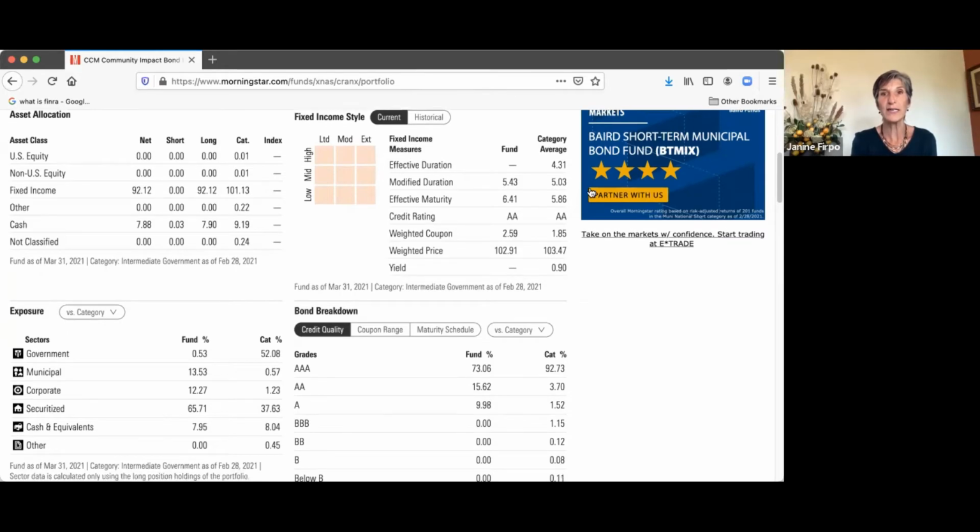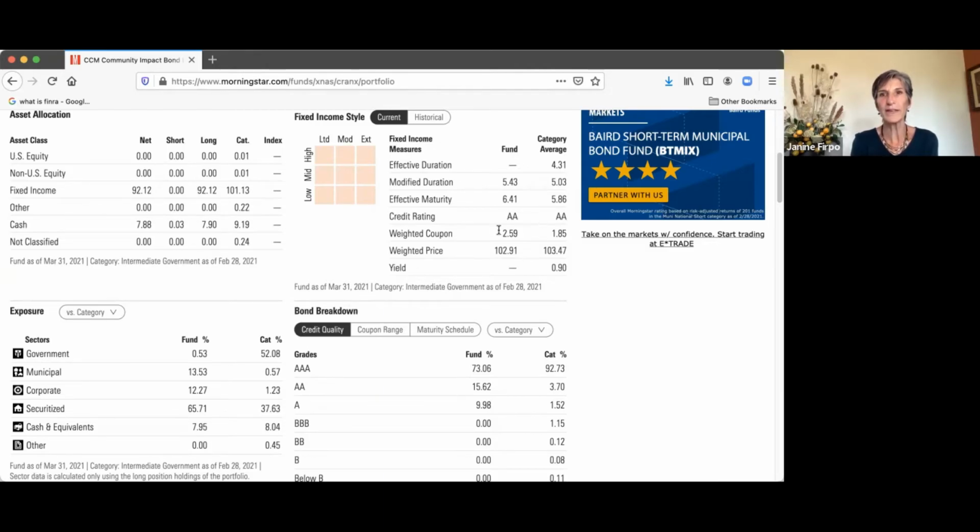And so you'll see here that the effective maturity is about 6.5 years, which means that this is an intermediate bond fund. So if you remember back to the beginning, it said intermediate government. So what that means is most of the bonds held here are of an intermediate term, probably something like 5 to 7 years duration, maturity range. And that there's a lot of government or government securitized bonds, which we saw was the case over here. That's what the intermediate government meant.